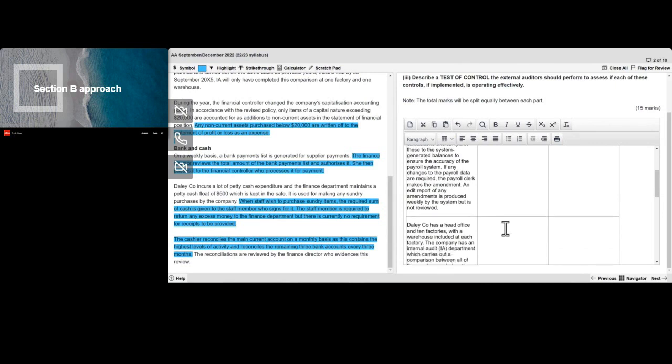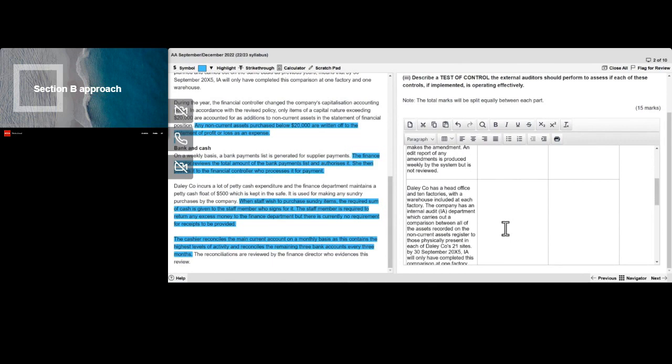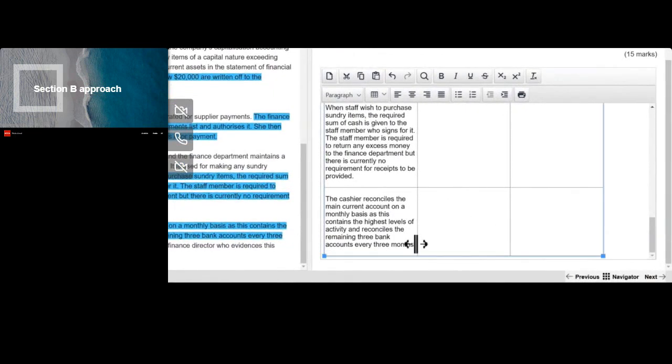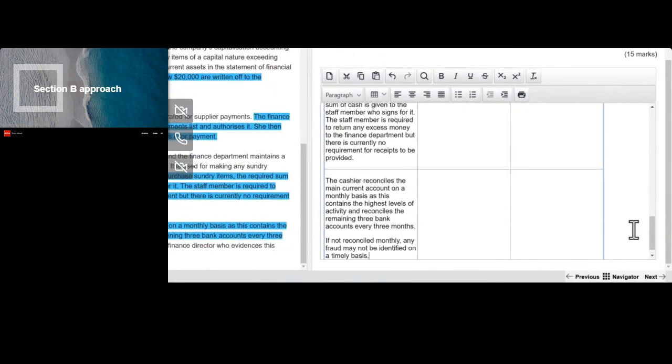Then it's time to add that second sentence to explain the deficiency. So I'm going to pick, for example, the one at the end because I know that one and I feel really comfortable with it. So to get that other half a mark, I need to explain what could happen if they do not address the deficiency. Looking at this one, for example, looking at the reconciliations only happening every 3 months for the other bank accounts, it means that if there was fraud occurring, it may not be identified on a timely basis, so it could carry on longer than it needs to.